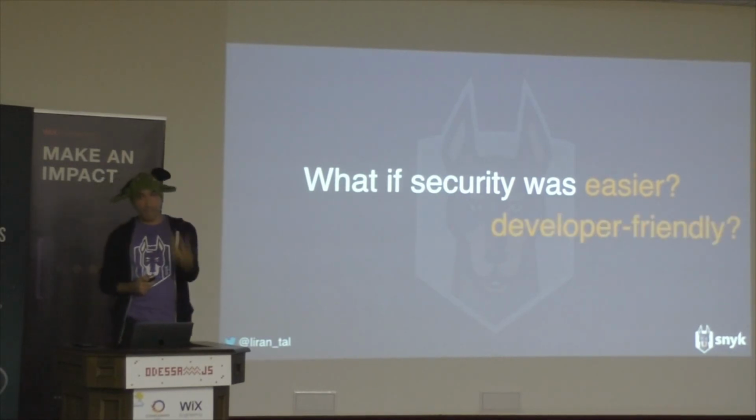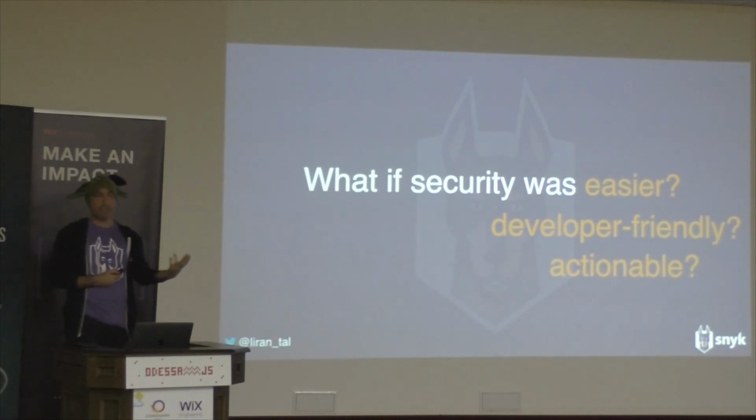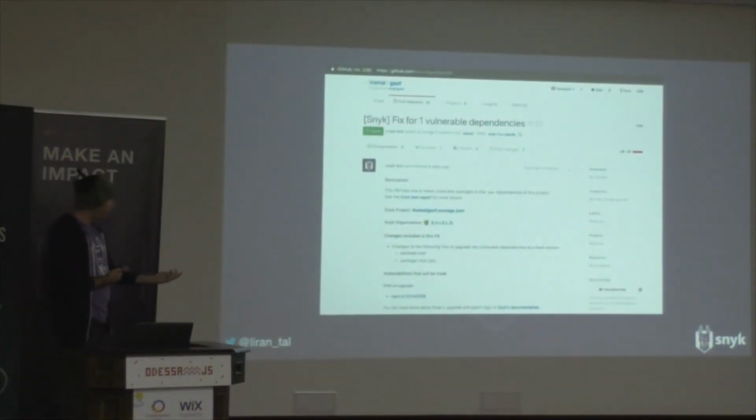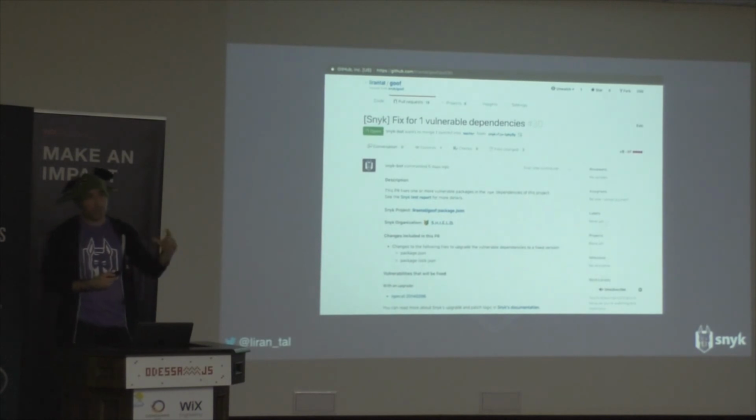So after all of this, what if security was easier? What if it was actionable? What if it was a bit more developer friendly? So you wouldn't get a report at the end of the day of this and that is vulnerable, but something that would be tied into your workflows. For example, what if we were able to open pull requests to automatically relock your files, your package JSON, your yarn lock or package lock, whatever that is, and upgrade to the most minimal version possible?